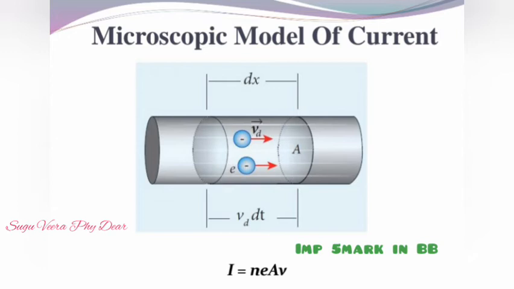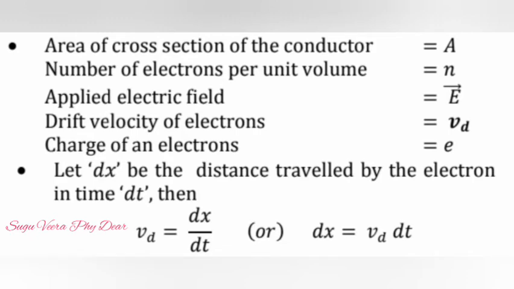Consider a conductor with area of cross section A and electric field E applied from right to left. Suppose there are n electrons per unit volume in the conductor and assume that all electrons move with the same drift velocity. Area of cross section of conductor is capital A. Number of electrons per unit volume is small n. Applied electric field E vector. Drift velocity of electron Vd. The charge of an electron is small e.